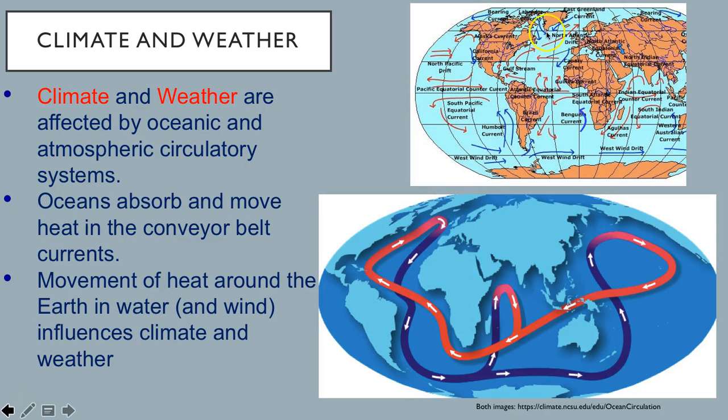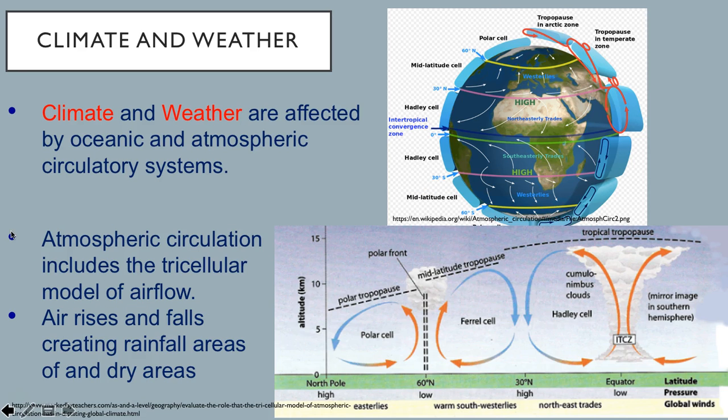You can see the belt patterns in these two images. Atmospheric circulation includes the tricellular model of airflow. Recall that the Hadley cell, the Ferrel cell, and the polar cell serve to move heat and are responsible for the location of specific biomes.